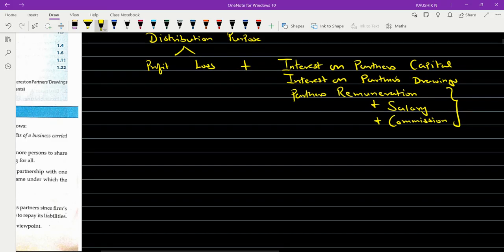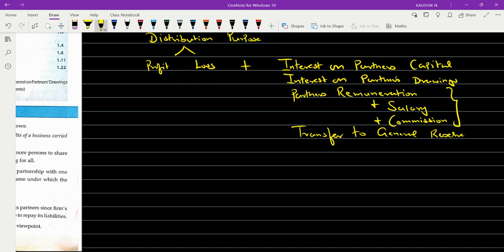The next one is transfer to reserve. So interest on capital, interest on partners' drawings, partners' remuneration, that is salary or commission, and then transfer to general reserve. And finally, the profit or loss you have got will get distributed. So these are the items we need to keep in mind.